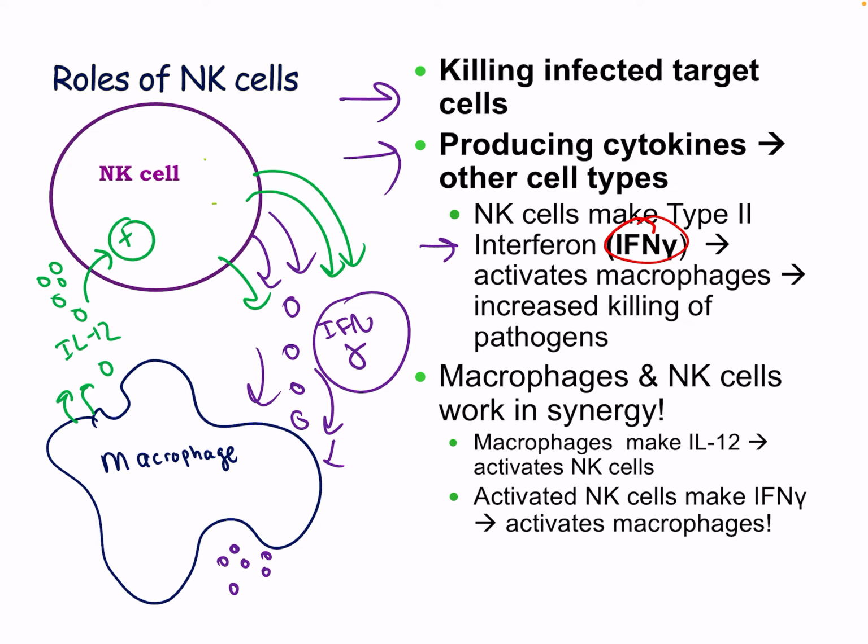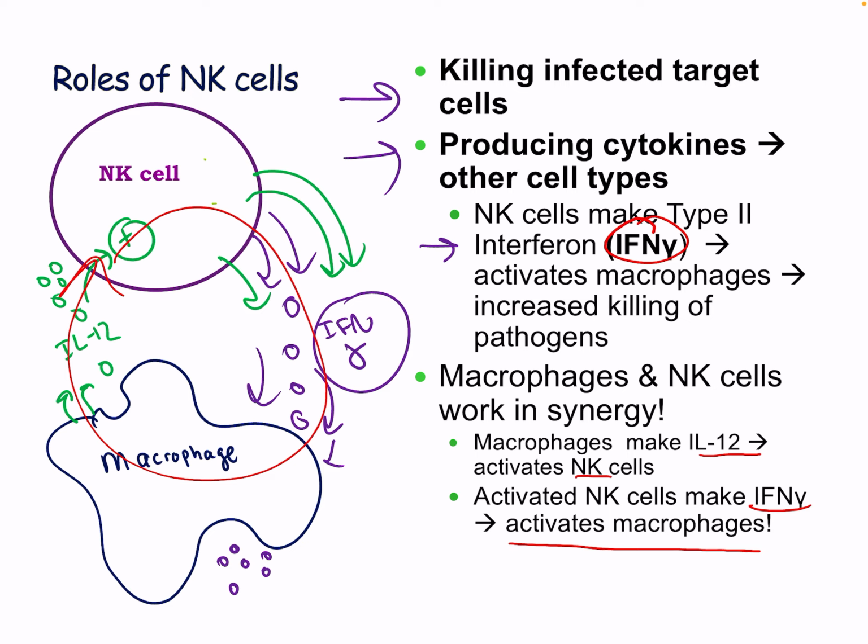Then we can also have macrophages and NK cells working in synergy. These macrophages make IL-12, which activates NK cells, and these NK cells make interferon gamma, which activates macrophages. So they work together. That's why you can see this loop as a circle, essentially. It's a positive feedback loop, but it's still under control.